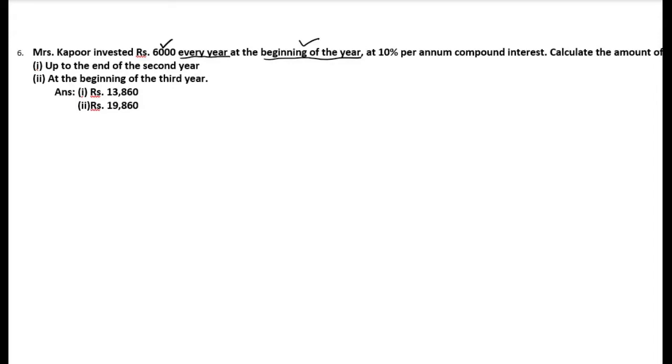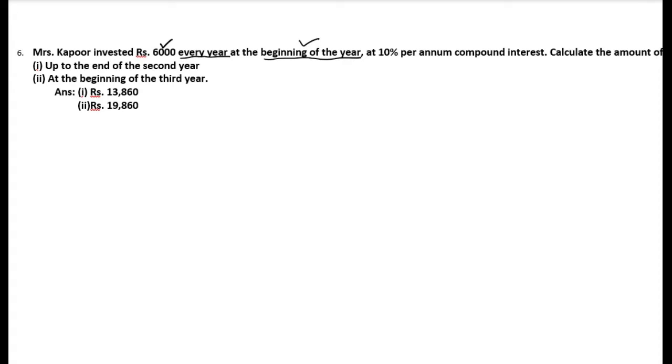This is what generally happens when you deposit money in a bank. Every year they give you some interest, right? So she invested rupees 6,000 every year. The only point which is a little different over here is that she's investing this money every year. Every year means suppose at the beginning of 2018 she invested, then at the beginning of 2019 also she invested, then at the beginning of 2020 she will also invest, and she will keep on investing at the beginning of every year, right?